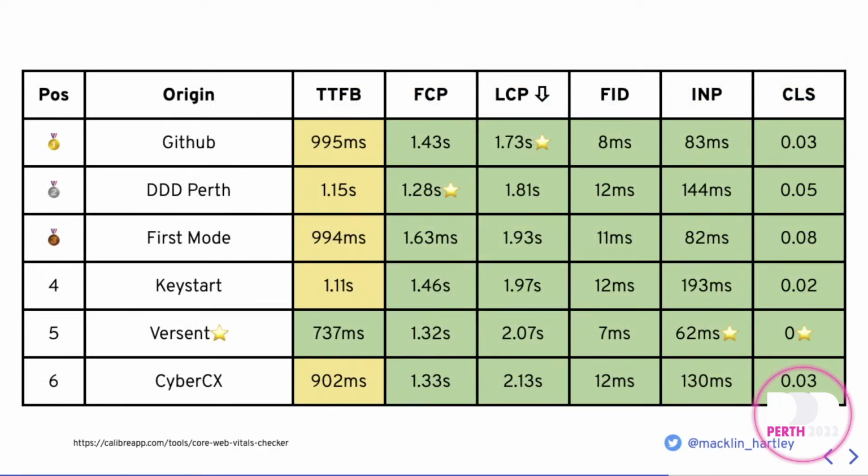And here's the final result. So who saw that one coming? DD Perth, number 2. There's obviously some really smart people putting that one together. The only green across the board score was Versent, so good job to them. And then number 1 score is GitHub. Anyone have any theories about why GitHub's number 1, aside from massive investment in web performance?